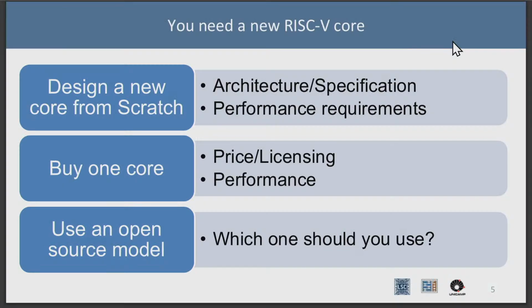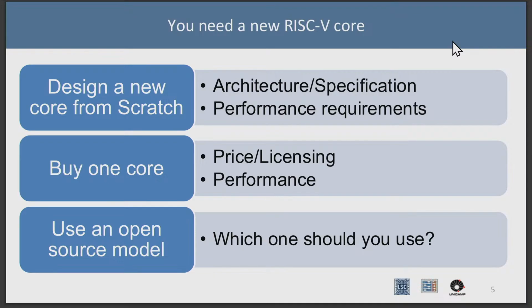When you need a new RISC-V core, usually you can try to start the core from scratch. You can get the architecture specification and performance requirements, and you start from everything. You can buy a core, as you can do with any core, with prices, licenses and performance. You can use an open source model, so you need to select which one.